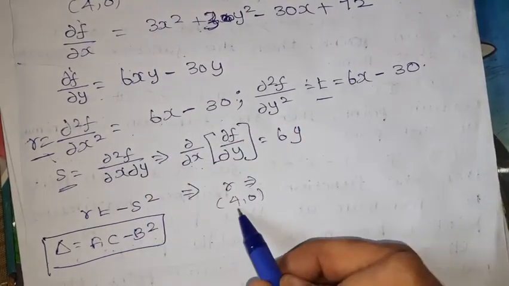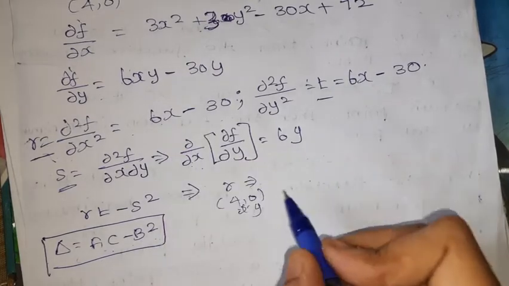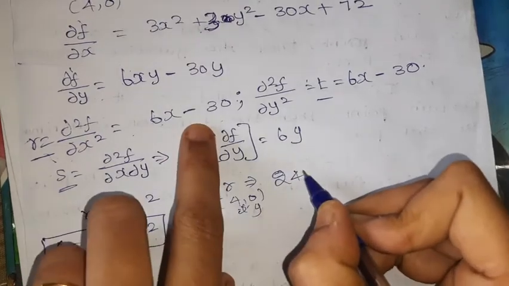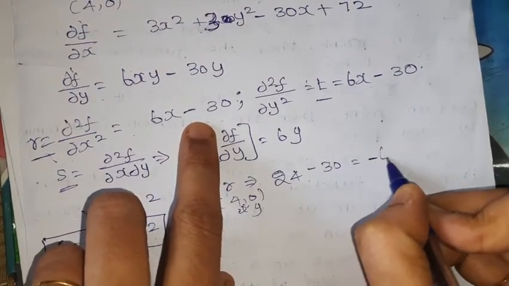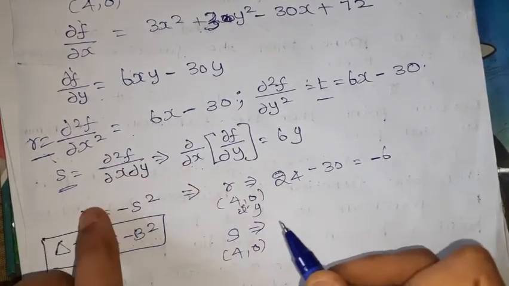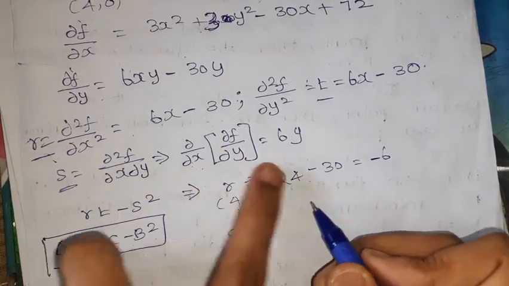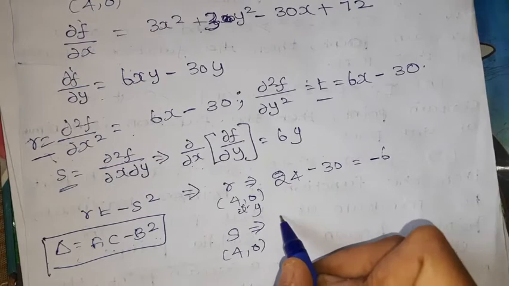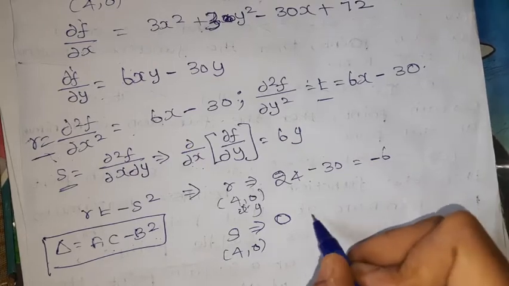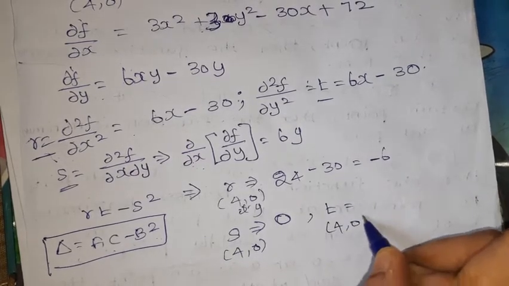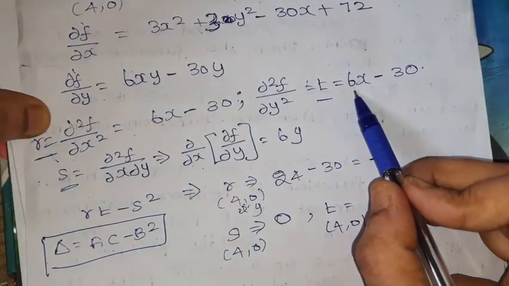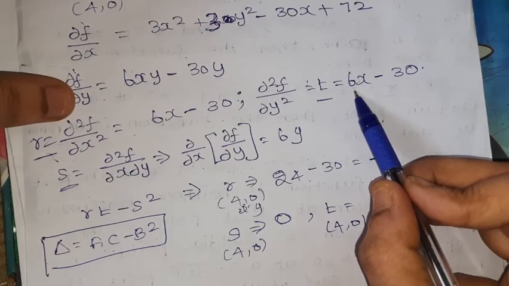In place of x substitute 4, so 24 minus 30, what do we get? Minus 6. Then what is S at this point 4 comma 0? S was 6y, and instead of y substituting 0 we get 0 alone. For the S value we are getting 0 only. Then what is T? T at 4 comma 0 is again 6x minus 30, right? The same thing will come, minus 6.